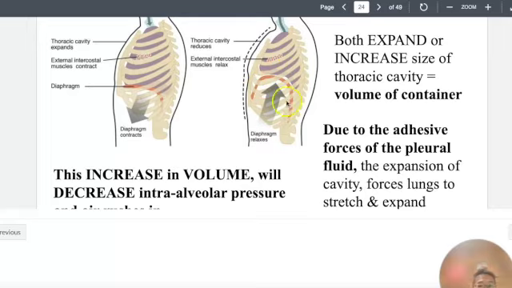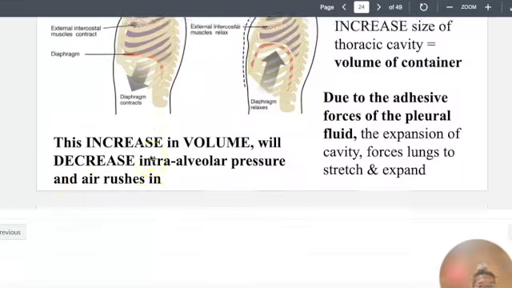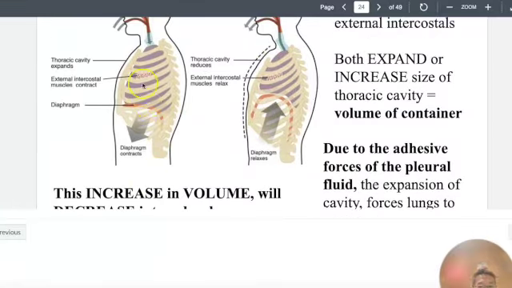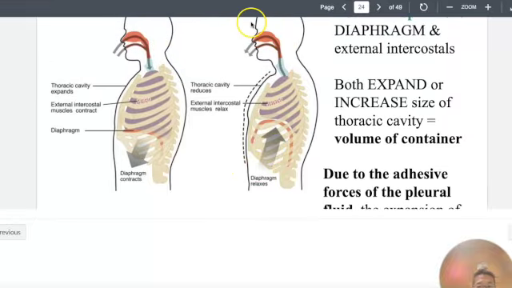The lungs are kind of stuck to the outside of the thoracic cavity. So when you breathe in, it stays there. When you breathe out, it also stays there. This increase in volume will decrease the intra-alveolar pressure and the air rushes in. So when you breathe in, the atmospheric pressure is stronger, but when the diaphragm relaxes, then the alveolar pressure will be stronger and it will push the air out.